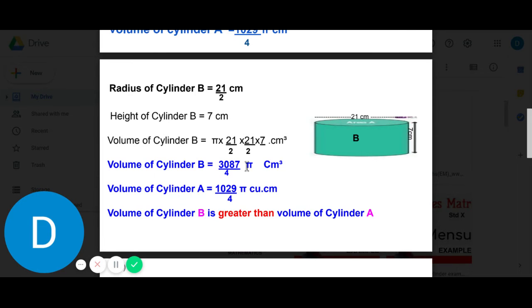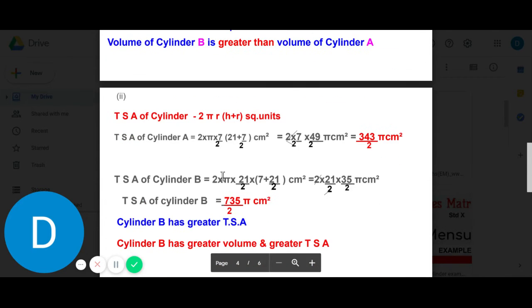So now you can compare the denominator. Both the volumes have 4 in the denominator, so let us compare the numerator. So 3087 pi is greater than 1029 pi. That means volume of the cylinder B is greater than volume of the cylinder A.